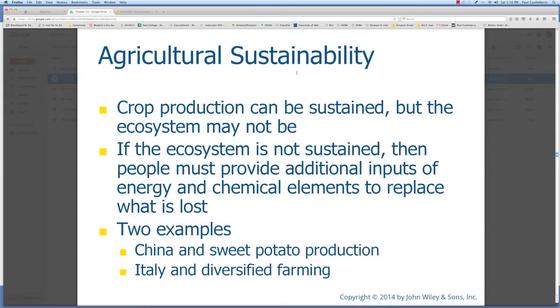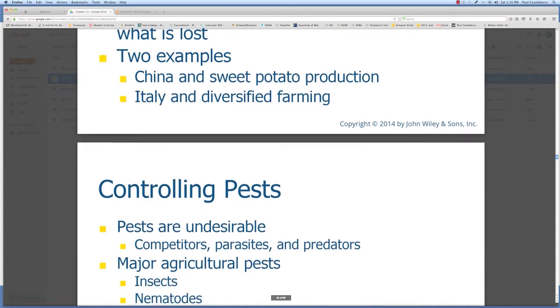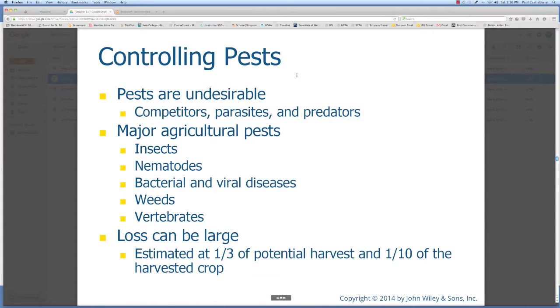We'll talk a little bit about fertilizers here in the next couple of slides. So there are examples of successful sustainability of the ecosystem and not so successful sustainability of an ecosystem. These are just two such examples. Now, one of the limiting factors with crop production, as we know, are pests, and pests obviously are undesirable.